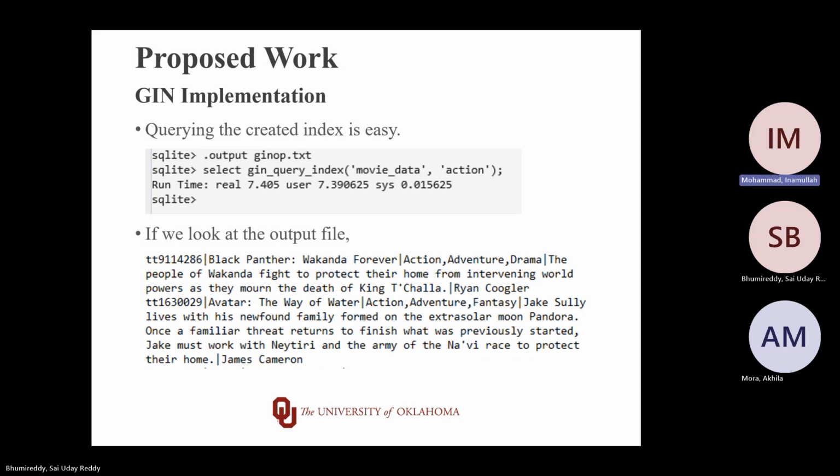And now querying the index is basically simple. We use the function gene query index and pass the table name and the search key. Then it will return all the rows that contain this search key in their movie genre column, as we created the index on that specific column. And now I saved this output to a text file, gene OP. So if you look at this text file, I just printed the top 2 rows. We can see that the movie genre of these rows has action in them. That's the reason they were returned.